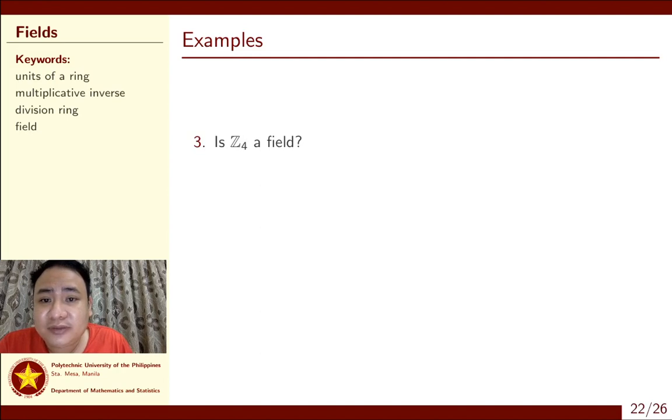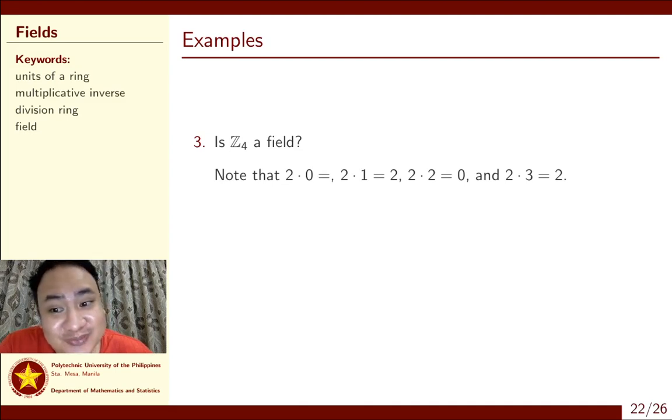Oh, may tanong ako. Is Z sub 4 a field? Sagot dyan, no. Lagi naman ganyan ako, di ba? Kapag yes, ang susunod na tanong, ang sagot, no. Note that, sorry, may typo na naman yata. Ang 2 times 0 ay 0. Ang 2 times 1 ay 2. Ang 2 times 2 ay 4, pero modulo 4, that's 0.